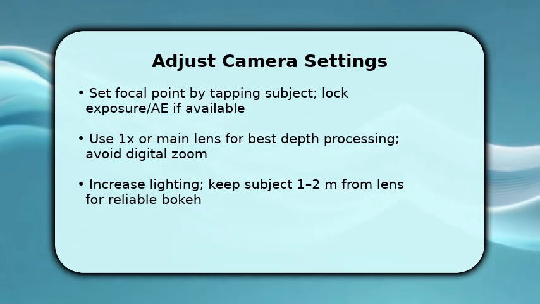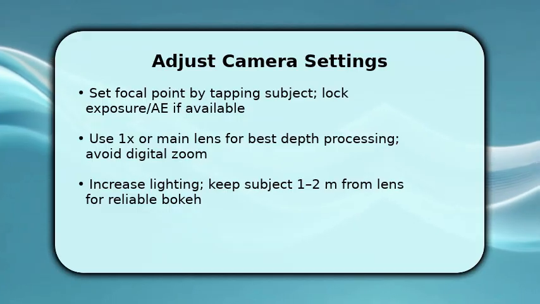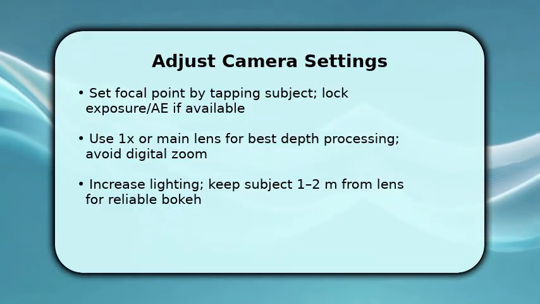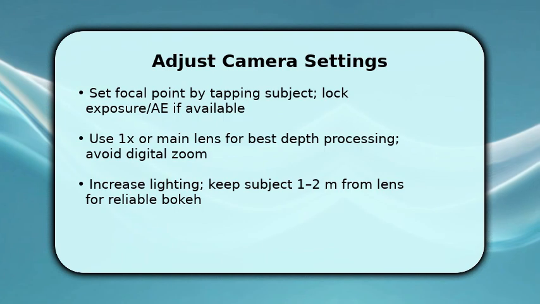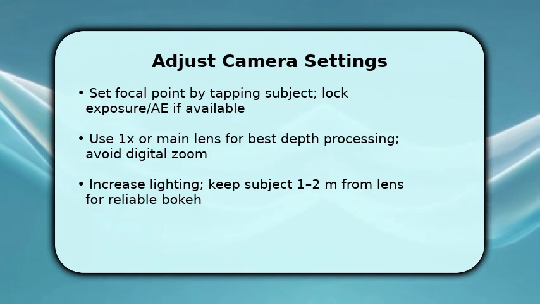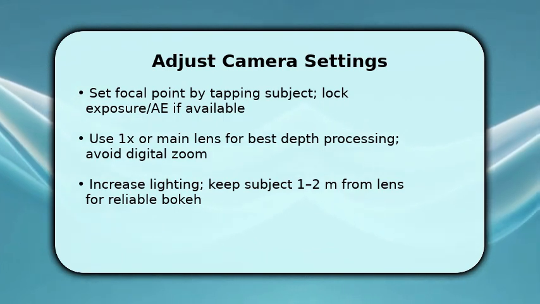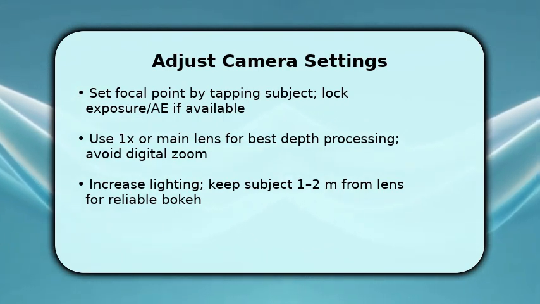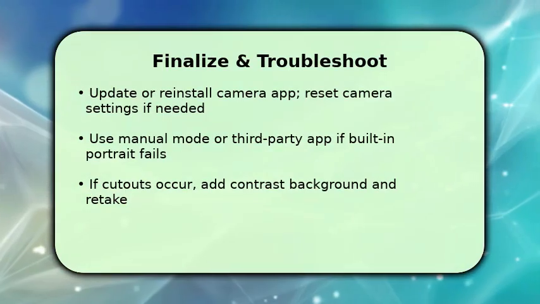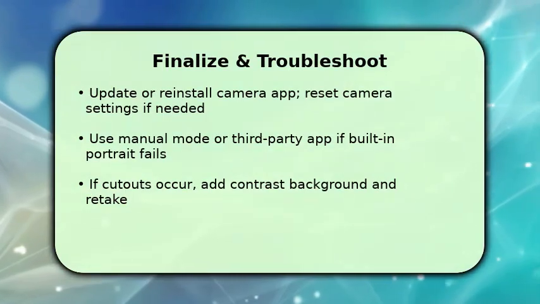Avoid zoom. Improve lighting and position the subject about 1 to 2 meters away so the software can separate foreground and background. Once those changes are made, take a test shot and evaluate edges and blur. Finish by applying final fixes and a key troubleshooting tip if things still fail.